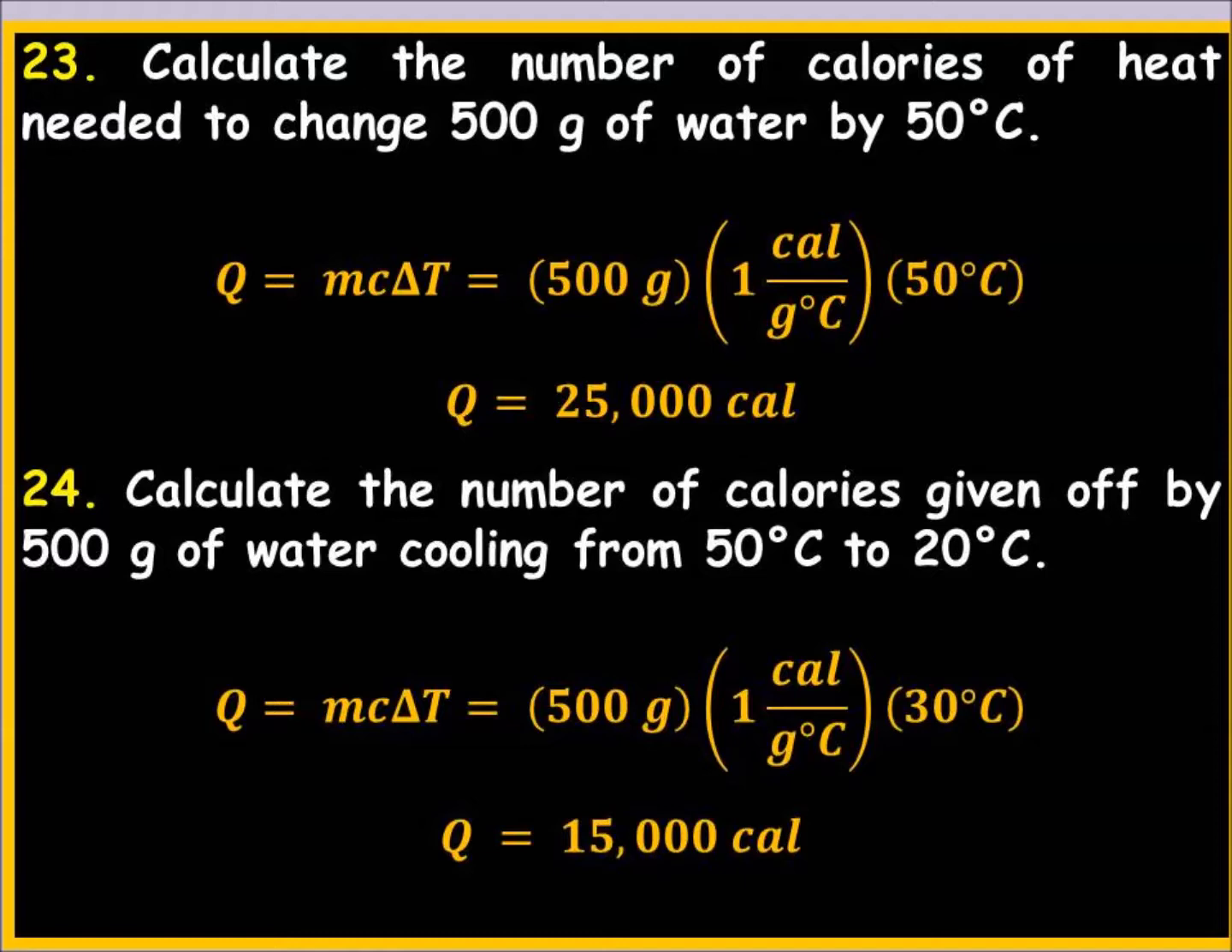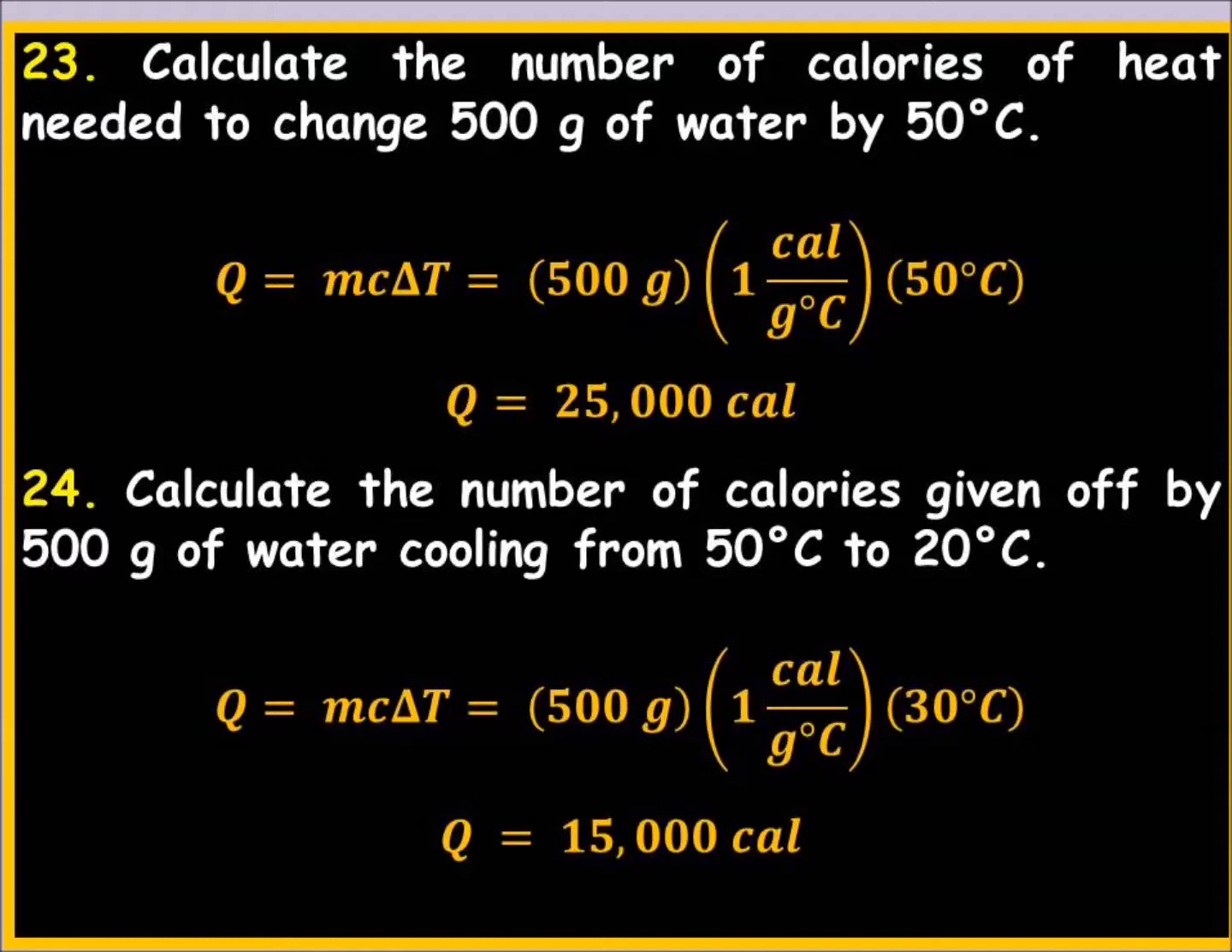Calculate the number of calories of heat needed to change 500 grams of water by 50 degrees Celsius. Can't do more than just what's there. It's going to be MC delta T. See, the book uses the equation MC delta T, M delta T C, same thing. And 500 times 1 calorie per gram degree Celsius times 50. And the next one would be times 30 times 1 times 500 would be 15,000 calories.